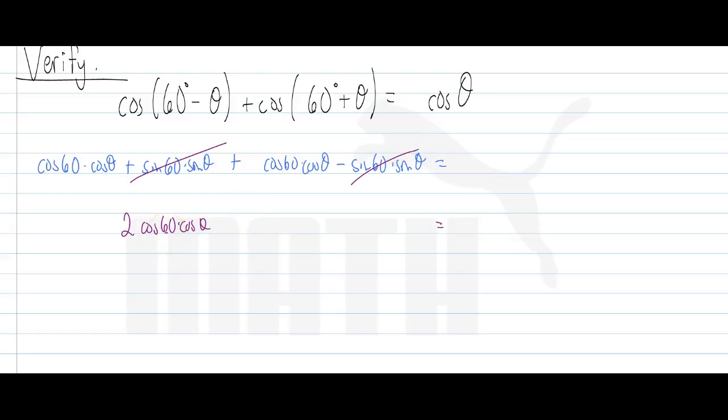And the cosine of 60 is actually an exact value. The cosine of 60 is equal to 1/2. So then if we multiply the 2 times the 1/2, that just comes out to the cosine of theta, which is equal to the right side, and that is also cosine of theta.